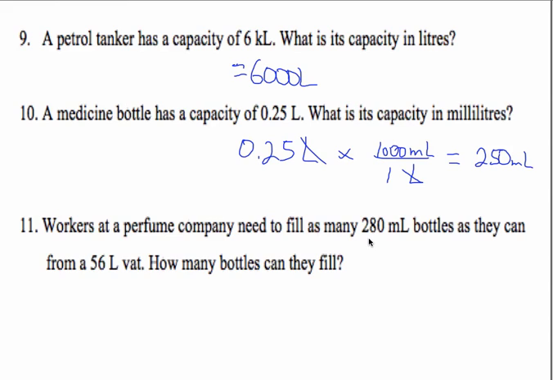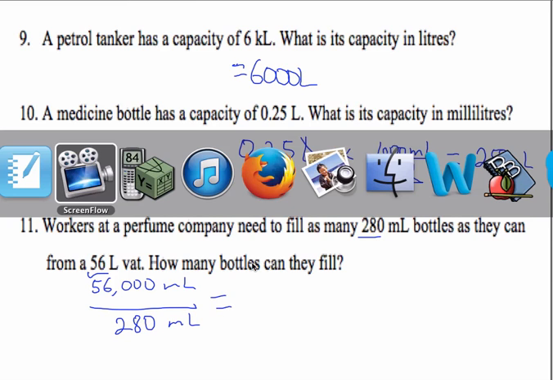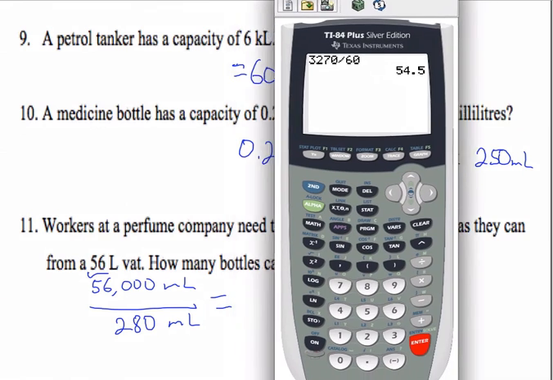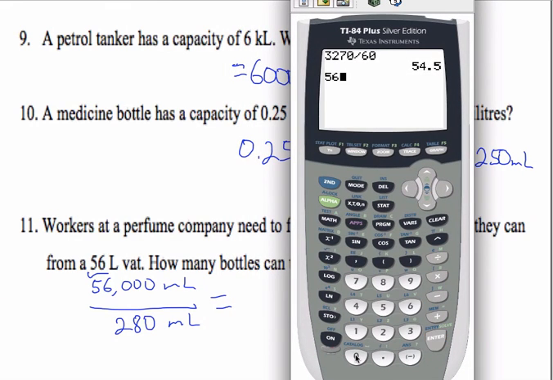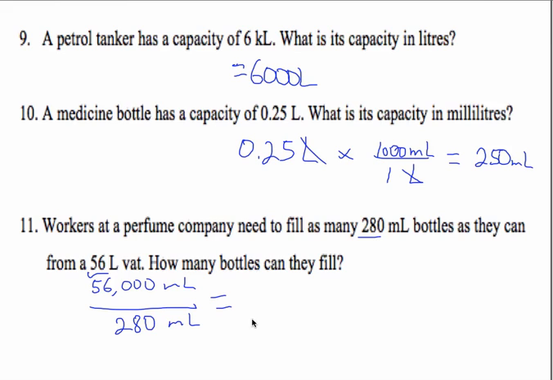Workers at a perfume company need to fill as many 280 milliliter bottles as they can from a 56 liter vat. How many bottles can they fill? Let's change the units first so that we can do this. This is 56,000 milliliters. How many bottles can they fill? They have to divide that by 280 milliliters. We're going to do 56,000 divided by 280, and you get 200, so they can fill 200 bottles.